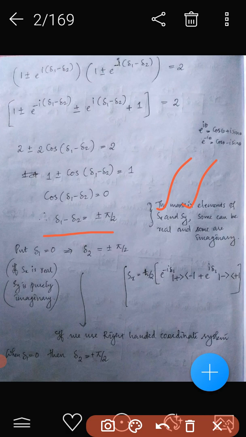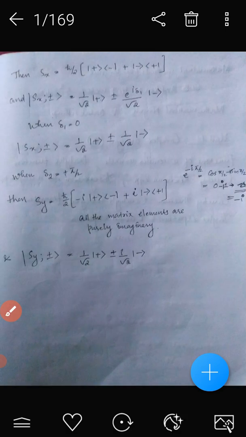Therefore, we can consider a situation like this, that is, put delta 1 is equal to 0. If you put delta 1 equal to 0, we will get the phase factor delta 2 as plus or minus pi by 2. And we know the value of the Sx operator. This is the Sx operator, and we are using the right-handed coordinate system. So if delta 1 is equal to 0 and we are using the right-handed coordinate system, then delta 2 is equal to plus pi by 2.